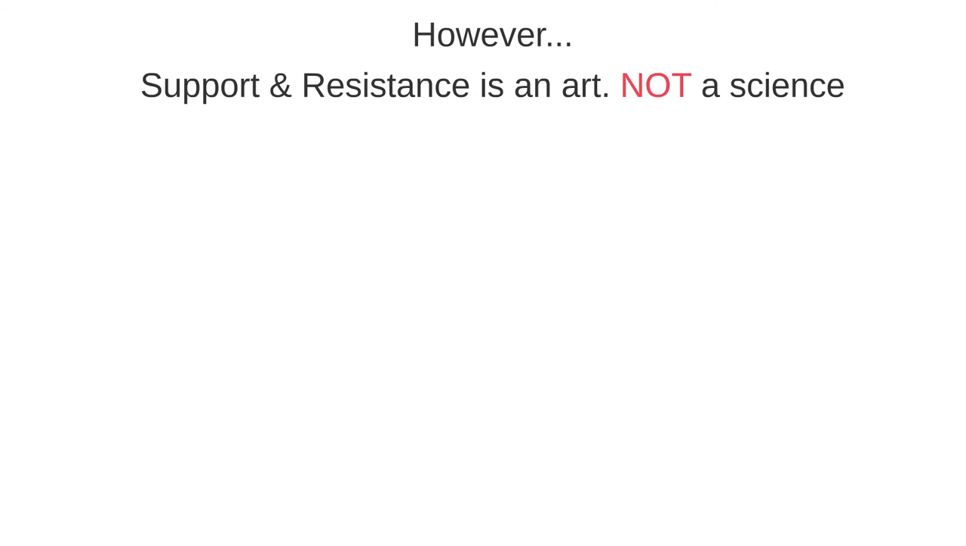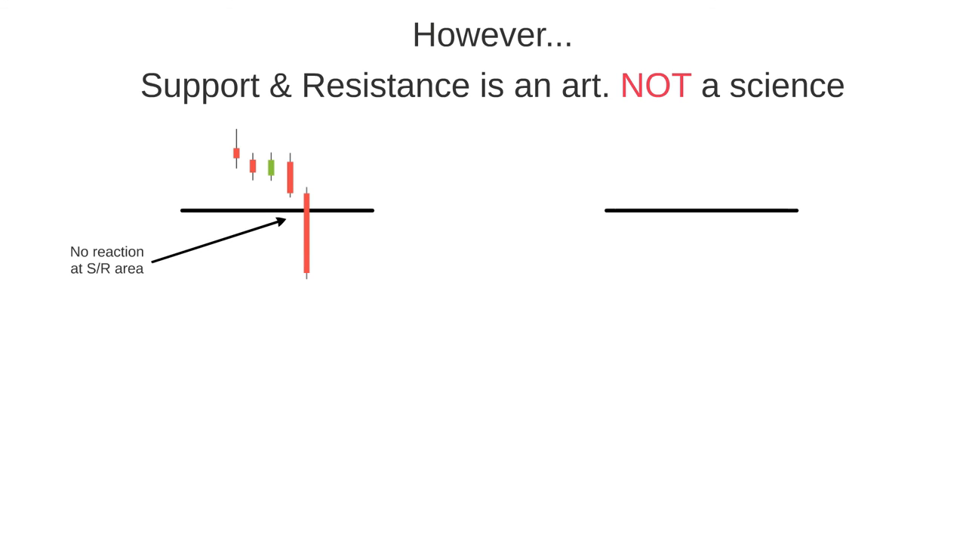However, it is worth mentioning, as with all forms of technical analysis, support and resistance is an art, not a science. There are going to be occasions where the market seems to forget that a support or resistance level is even there. It may just blast straight through it without even giving us an indication that any kind of reaction took place there at all. Or it may break a particular support or resistance area, and then reverse, having already broken the area. We call this a fake break, and it can trigger breakout traders into a losing trade.